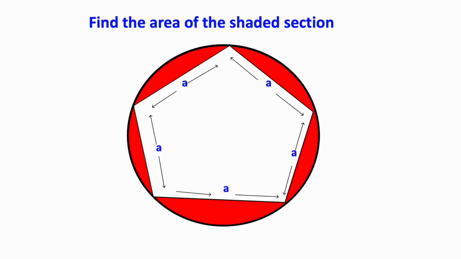A regular pentagon is perfectly inscribed inside a circle. That means all 5 of its corners touch the edge of the circle. We want to find the area of the shaded region, the space between the pentagon and the circle.